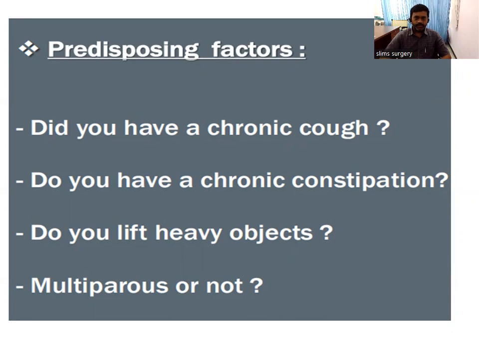Do you have chronic cough? Because that will increase the intra-abdominal pressure, and that will aggravate the swelling size, and it will also aggravate the pain. So we should ask about chronic cough. Chronic constipation: do you have a history of chronic constipation, whether the patient is passing stools daily, or is constipated, passing once in 2 days, 3 days? Do you lift heavy weights? Because it will also increase the intra-abdominal pressure. Multiparity, many pregnancies. So these are the things that will increase the intra-abdominal pressure.